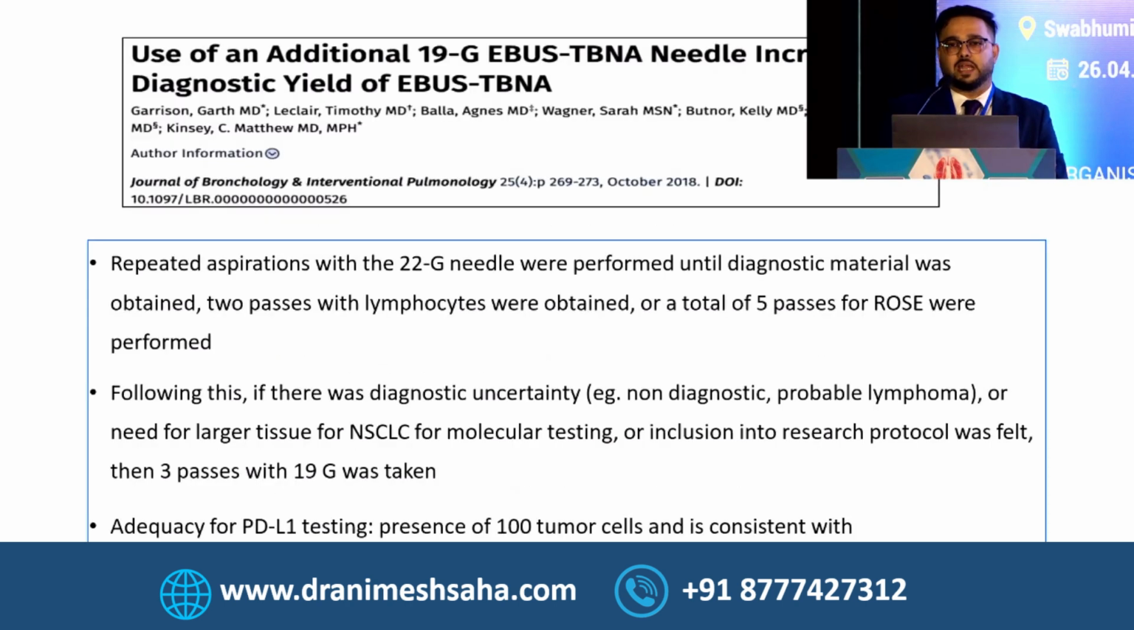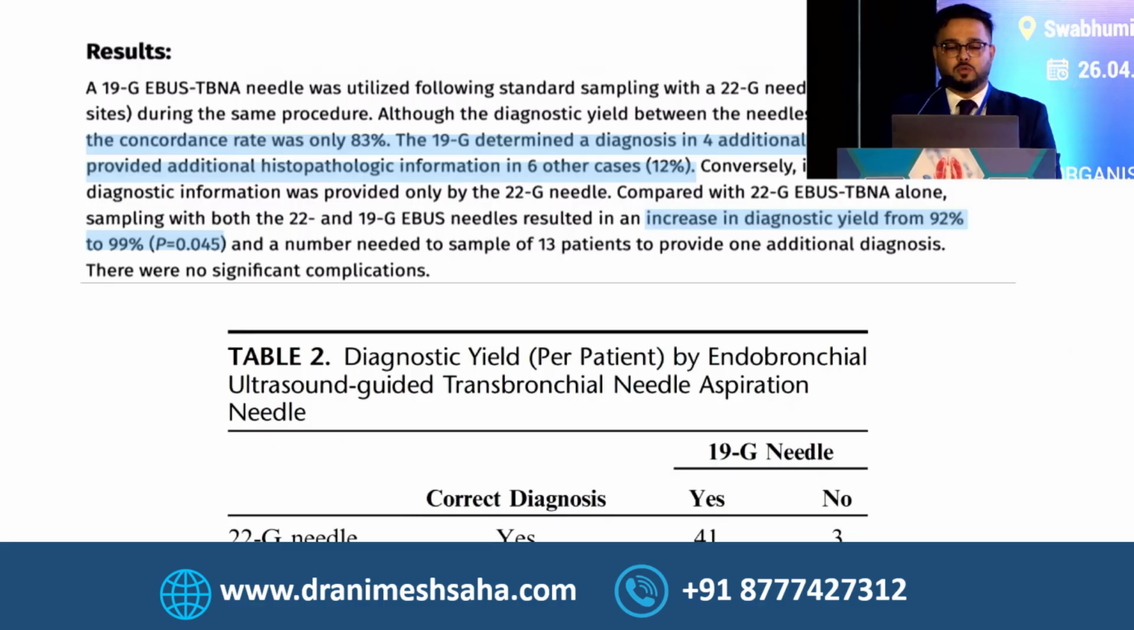To understand whether a 19 gauge needle gives us an increased diagnostic yield in EBUS-TBNA, a study was done in two arms, where they used 22 gauge needles and compared that with the 19 gauge. Adequacy of PD-L1 testing was established only when there were more than 100 tumor cells, and adequacy of molecular genomic testing was labeled when more than 10% of the sample was tumorous. The 19 gauge TBNA needle, using the standard sampling method, was used in combination with the 22 gauge needle in a population of 48 patients.